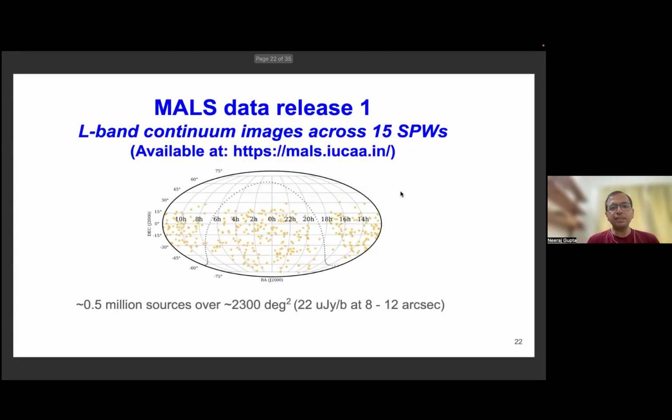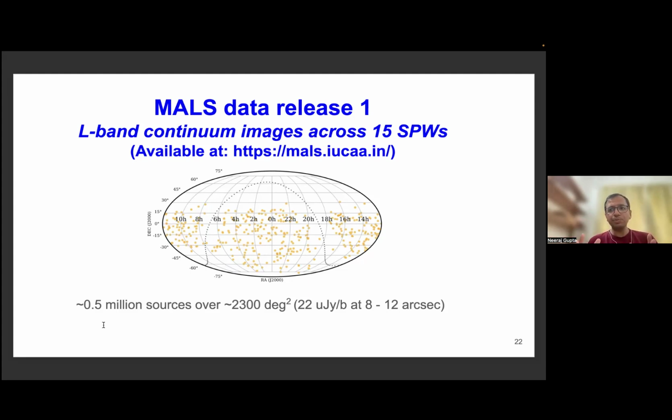So now I'm talking about the large data releases that have been done so far, and these are publicly available. Our first data release consisted of L-band continuum images, where we detected 500,000 sources. In this data release, we first focused on images that came out of smaller fractional chunks across the L-band. This resulted in images with a sensitivity of about 20 to 30 microjansky, which is still a factor of 2 to 3 higher than what the entire wideband sensitivity will be.